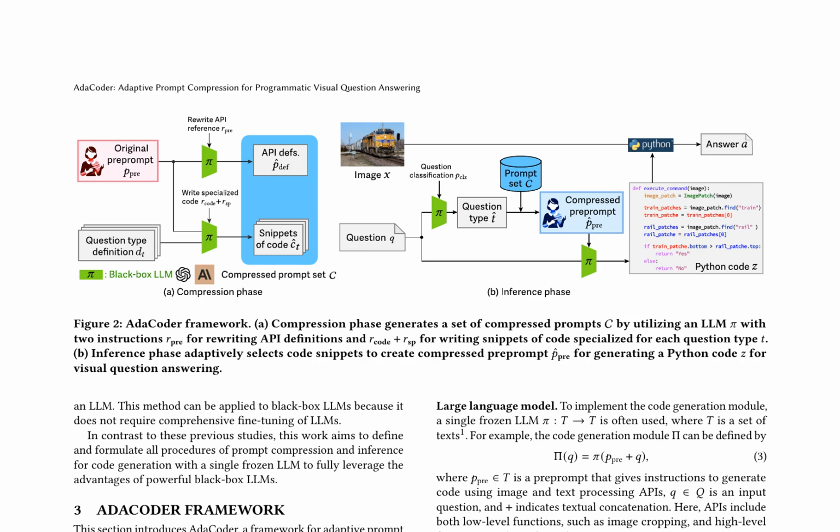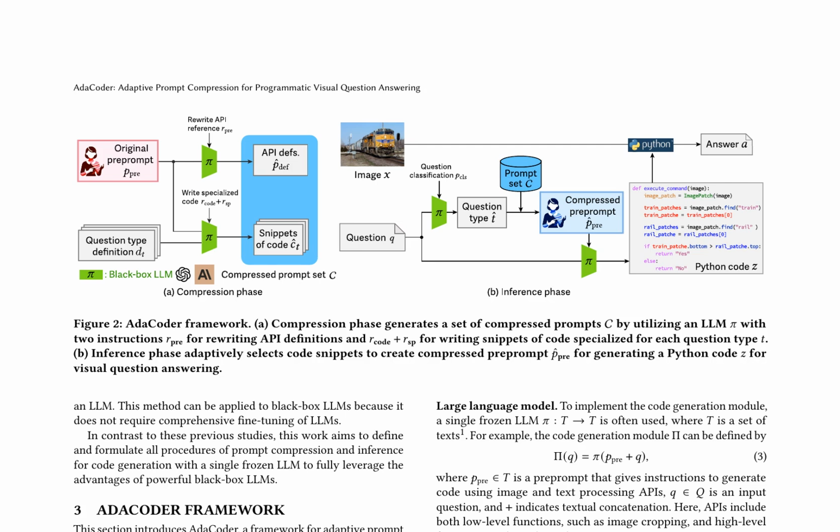Unlike previous studies, which often rely on fine-tuning LLMs for specific tasks, the AdaCoder framework is designed to fully leverage the advantages of powerful black box LLMs without requiring comprehensive fine-tuning. The framework is formulated using a preliminary notation and settings, where an input image X and an input question Q are used to generate a code Z that returns the answer A. The code generation process is divided into two steps.